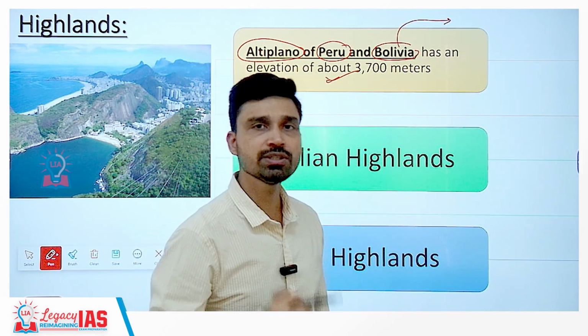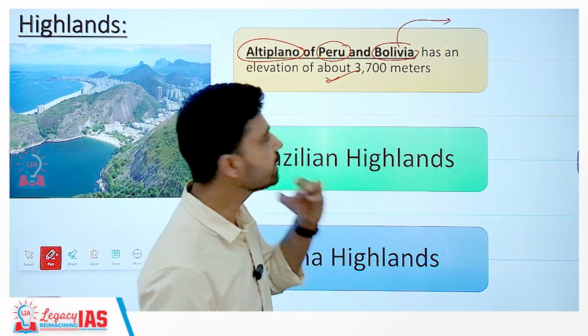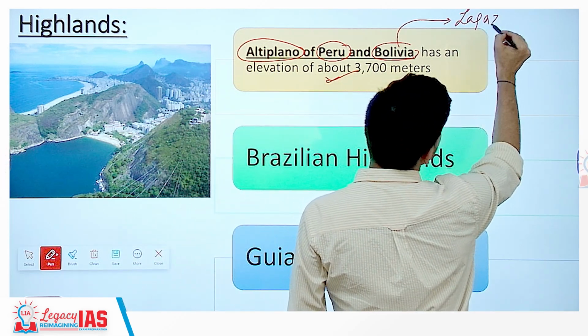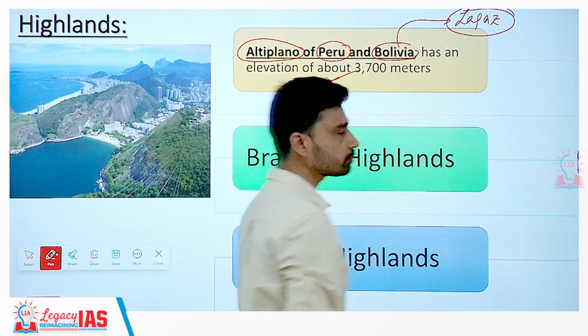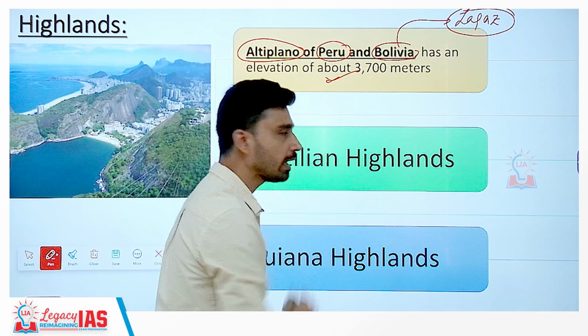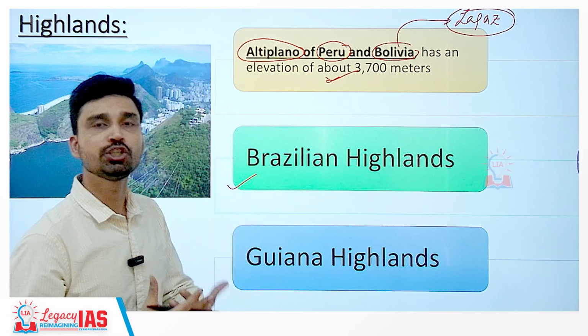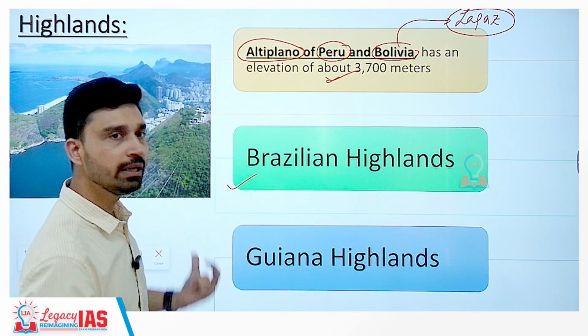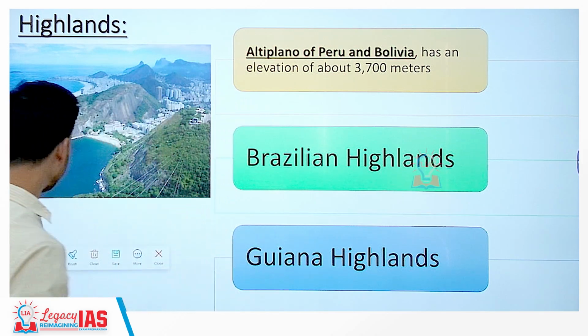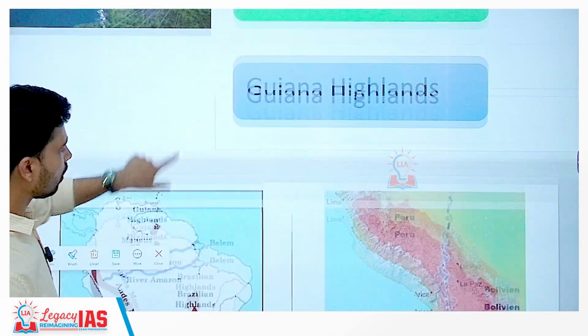Highest city in the world means the city which is situated at the highest elevation, and that is none other than the capital of Bolivia, which is La Paz. Further, as you move to the eastern part, you have the Brazilian highland, which is a kind of volcanic shield that formed many million years ago. And then further to the north, we have the Guiana highland, that is the third important plateau of South America.